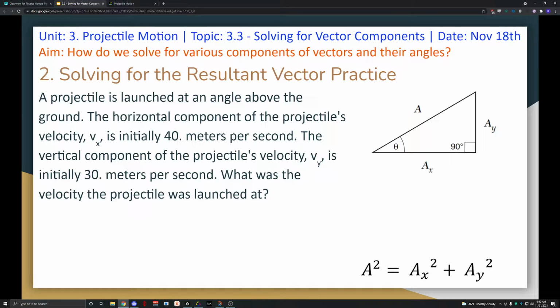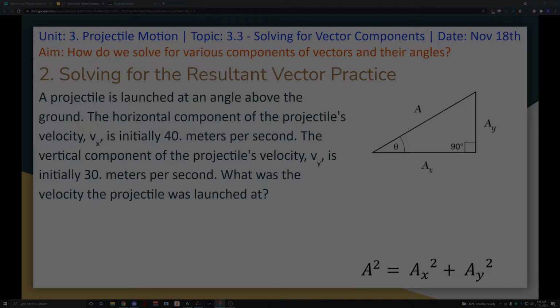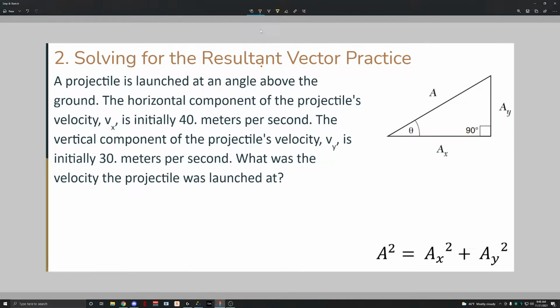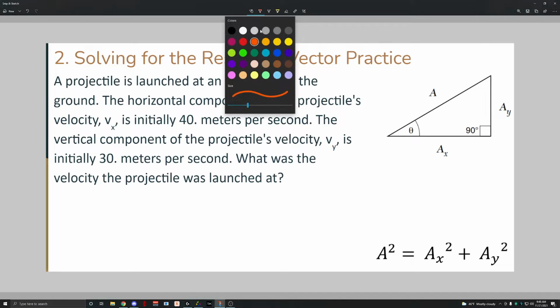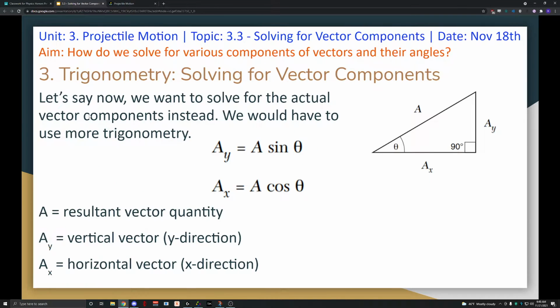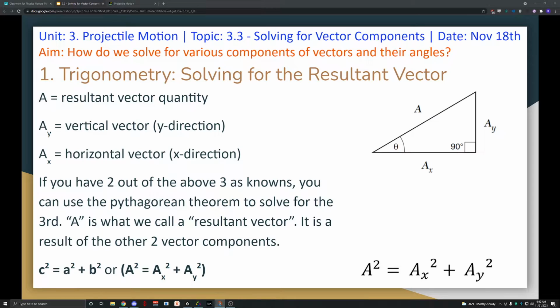So let's do a practice question. The horizontal component of the projectile's velocity, Vx, is initially 40 meters per second. So Vx is 40 meters per second. Also, I forgot to explain that A can be anything. A is a vector. A can be displacement.